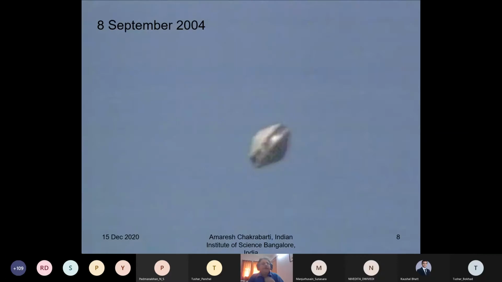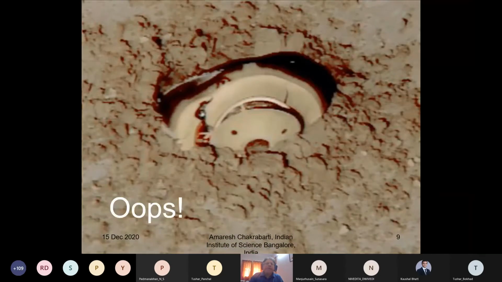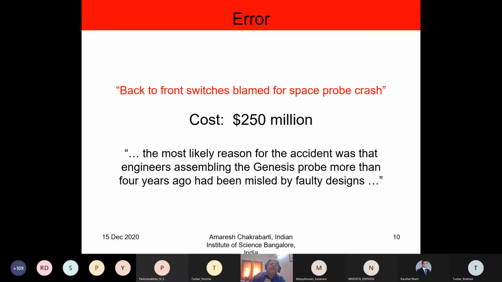So September 2004, the space probe comes back, re-enters the Earth's atmosphere, and it hits the ground. So what went wrong? There was a committee that was formed, and the committee found that the switches that were supposed to turn on the parachutes did not work, and it was very clearly identified, based on the drawings and so on, that this was a design fault. Okay, so design can be costly, right, if it's not done right.